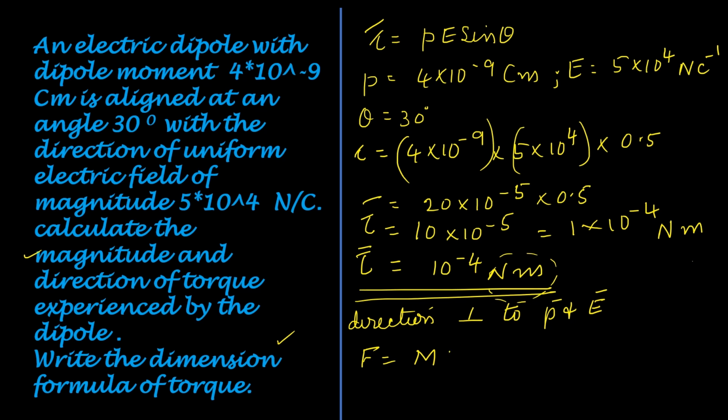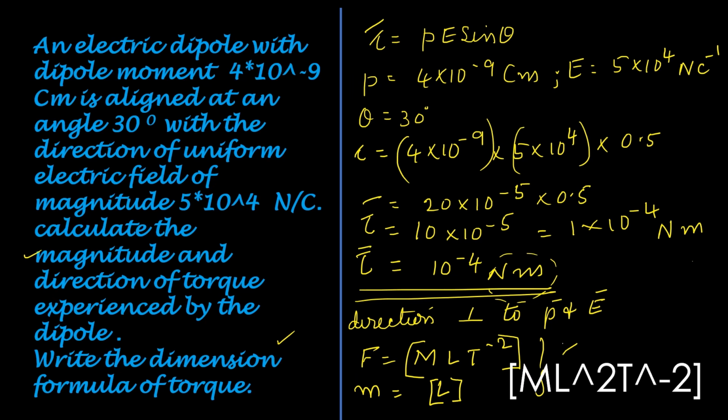Dimension of force is equal to M L T raised to minus 2. For meter, 1 more L. When we put these two together, we get the dimensional formula for torque. It is equal to M L raised to 2 T raised to minus 2. I hope it was quite clear.